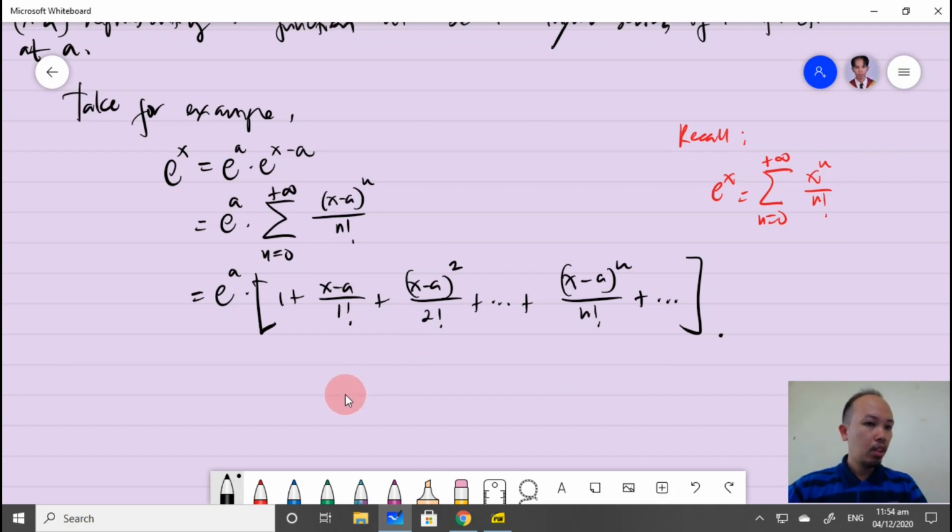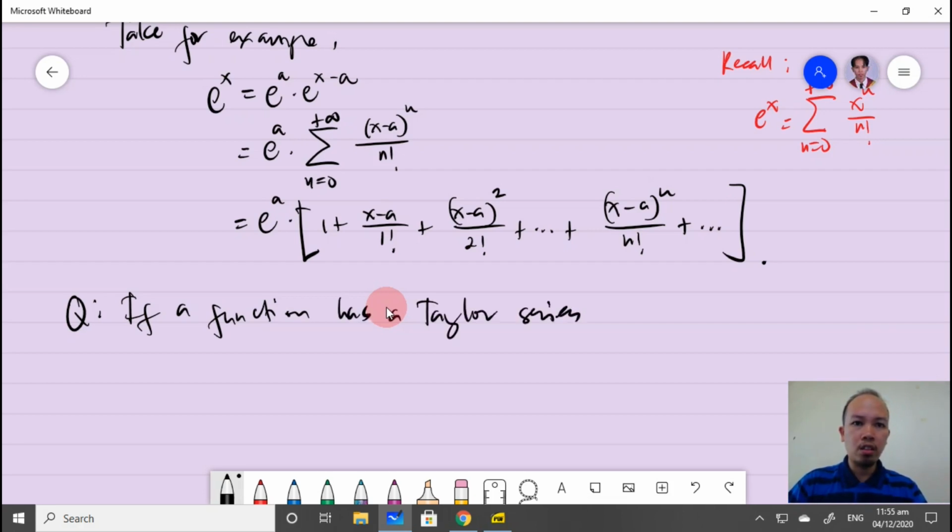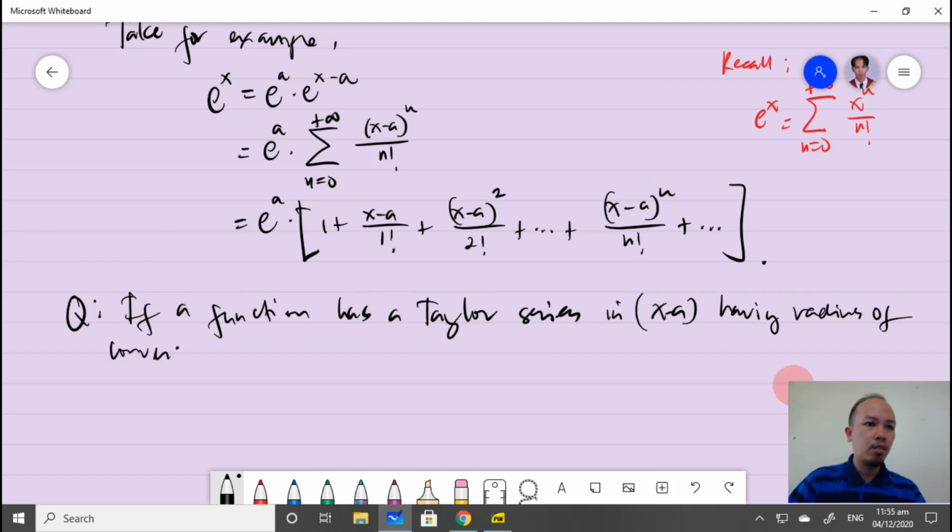Okay, so one question here is: if a function has a Taylor series in x minus a, having radius of convergence r, which is a positive number.